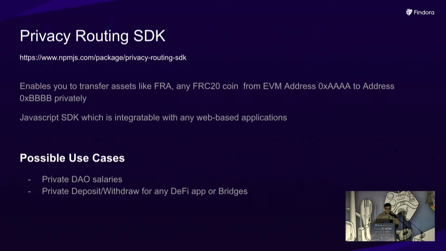So today for this hackathon, what I'll be explaining more is the privacy routing SDK. The privacy routing SDK is a JavaScript SDK which enables you to transfer assets like Findora coin or any other FRC20 token, which is the same as the ERC20 interface format. You can send those assets from any EVM address A to address B privately. And in between, there would be the privacy and conversion transactions used in Findora.